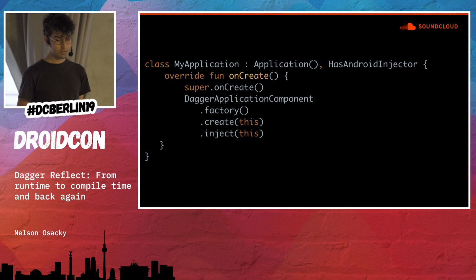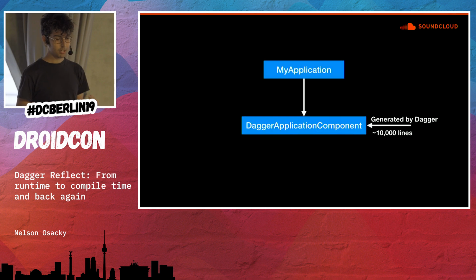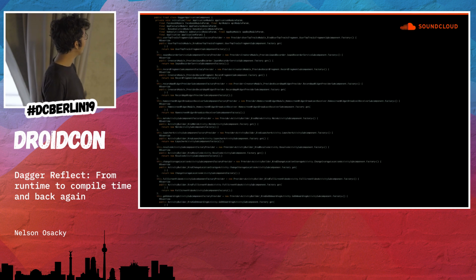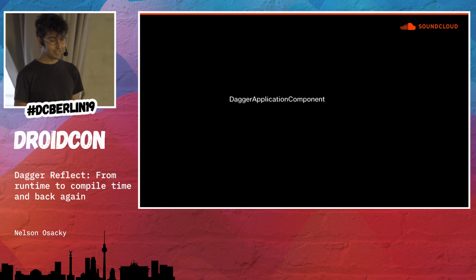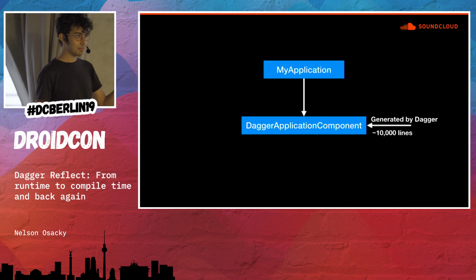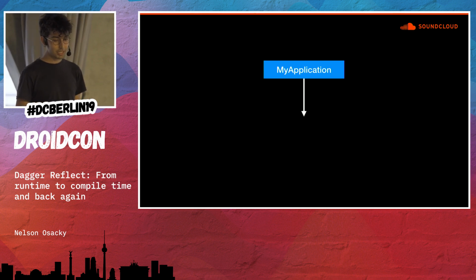And so this Dagger application component looks very simple. This is obviously a very simple version. But under the hood, Dagger is generating thousands and thousands of lines of code. Here's a little snippet of what ours looks like. And this file is actually 10,000 lines long. This is only 100 of it. And so as you can imagine, generating these 10,000 lines takes some time. And you have to repeat it on every build.